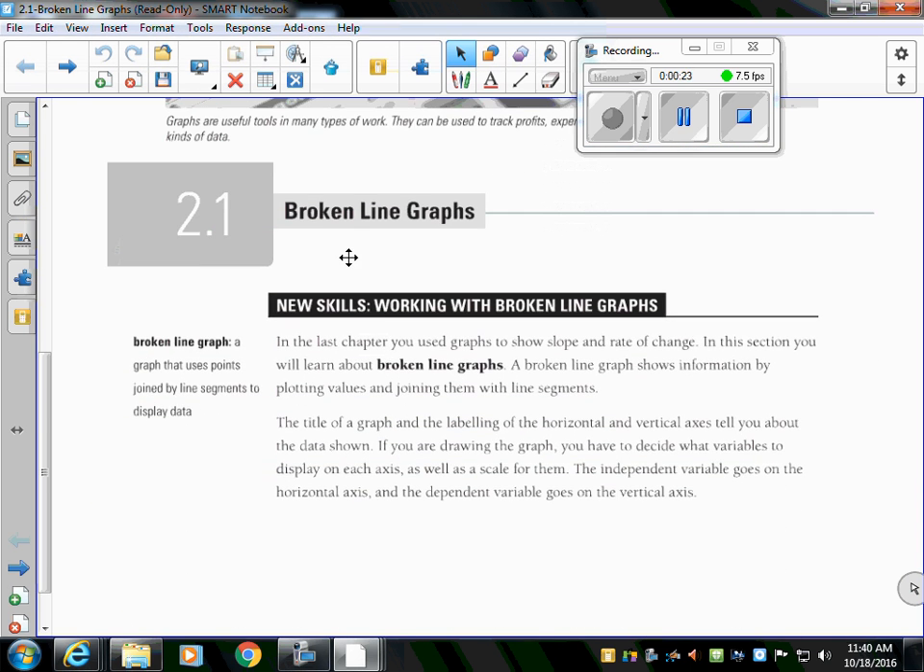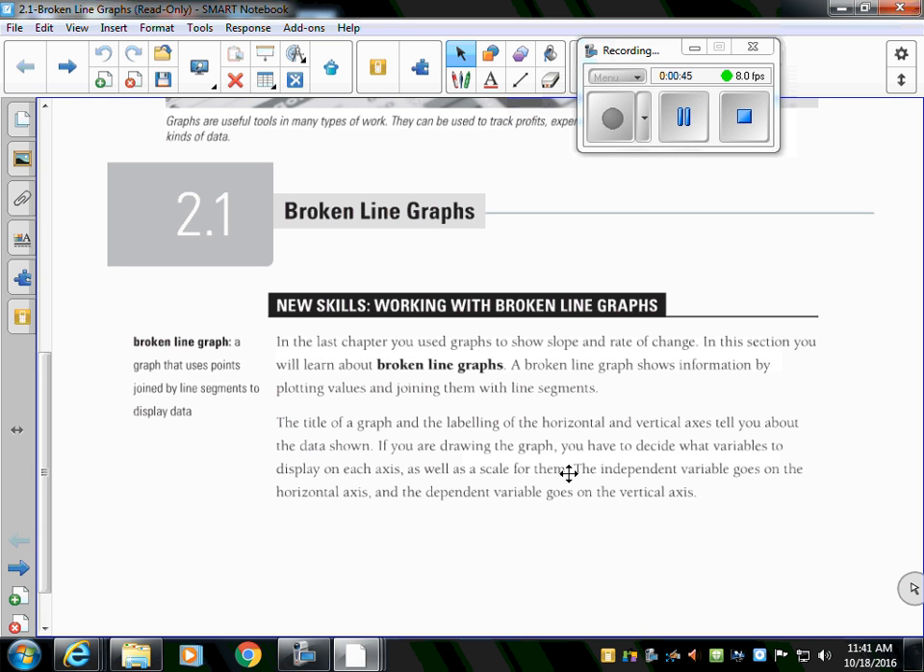In the last chapter, we actually used graphs to show slope and rate of change. In this section, you're going to learn about broken line graphs. A broken line graph shows information by plotting values and joining them with line segments. It's like playing connect the dots. The title of a graph and the labeling of the horizontal and vertical axes tells you about the data shown.